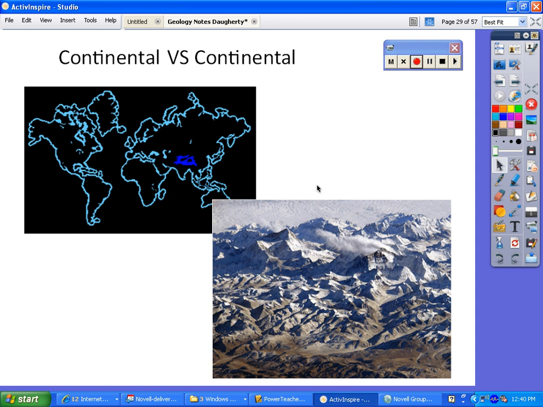Okay, here's continental versus continental. Best example I think is the Himalayas. They are the highest mountain range in the world right now. Something cool about them, these plates continue to converge. They continue to get higher and higher.